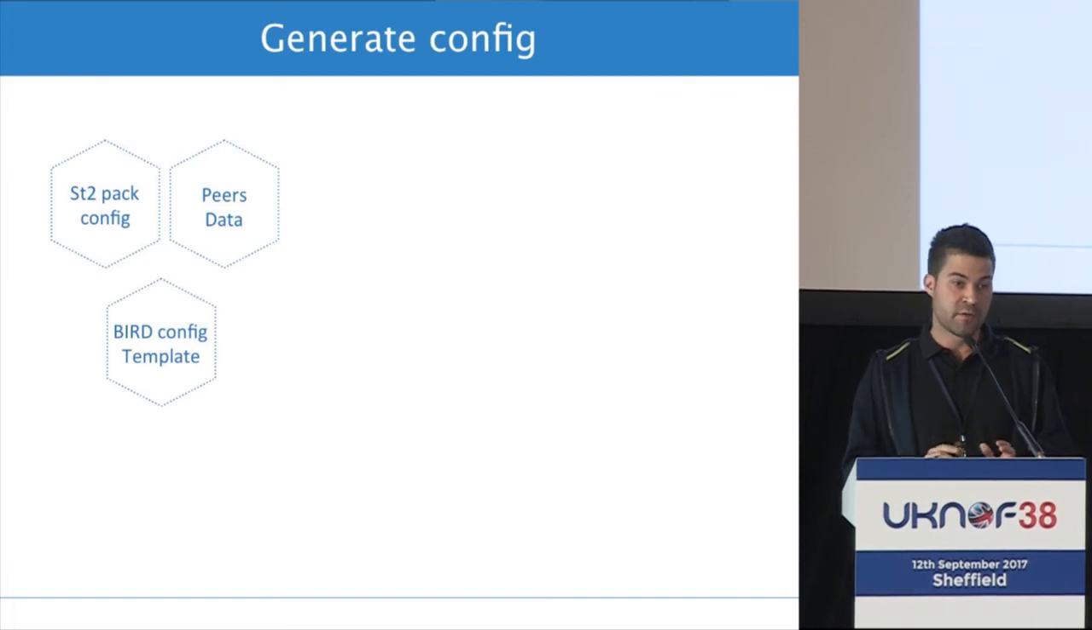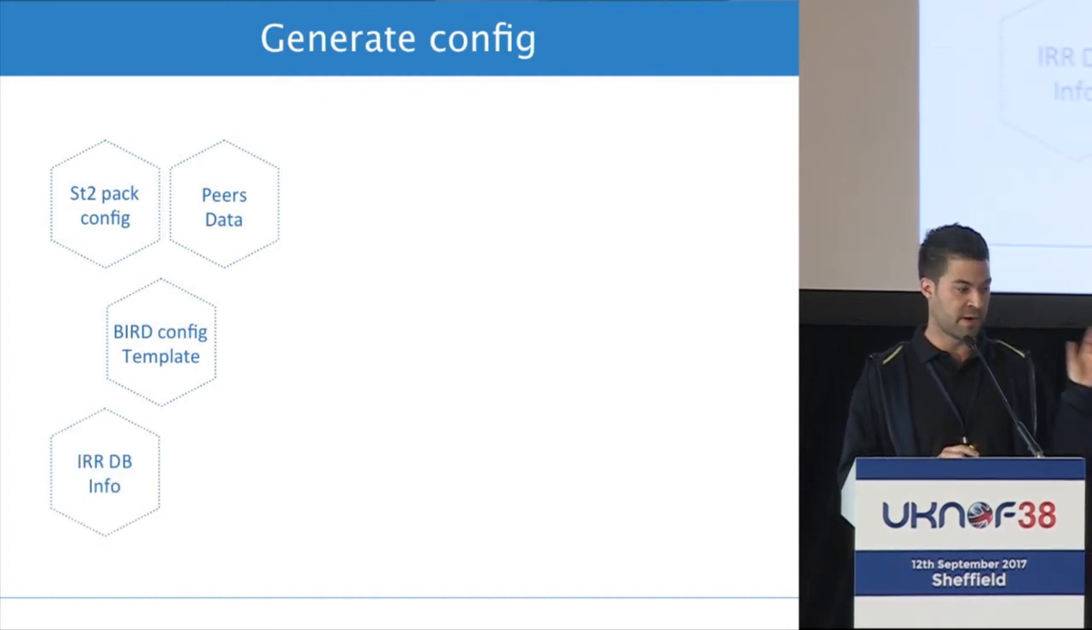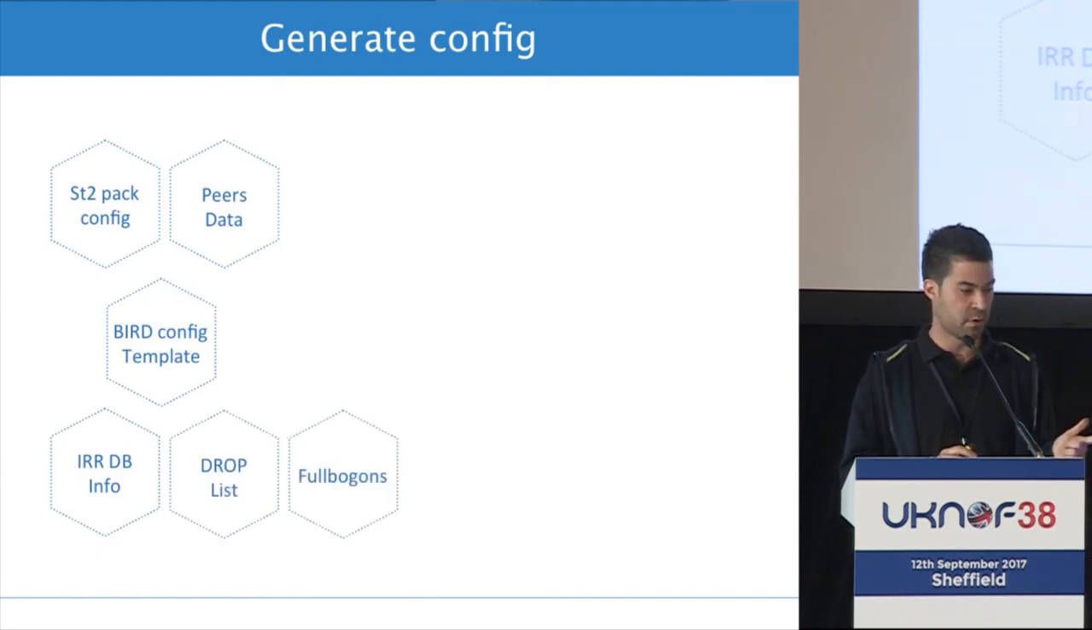So this creates your basic configuration, plus if you want to implement security features, as I was saying before, you have available prefix information, so all the prefixes advertised and registered on the RIPE database for all your peers, drop list, and fullbogons.